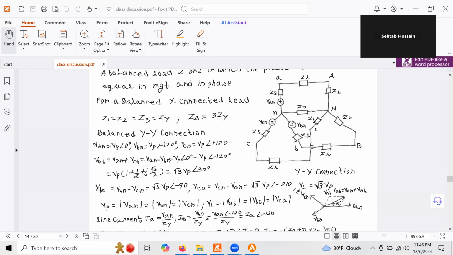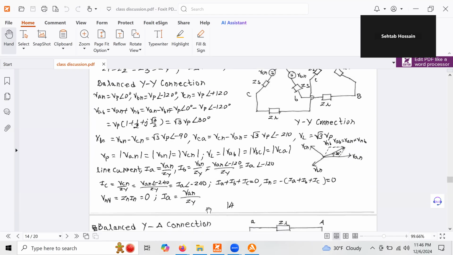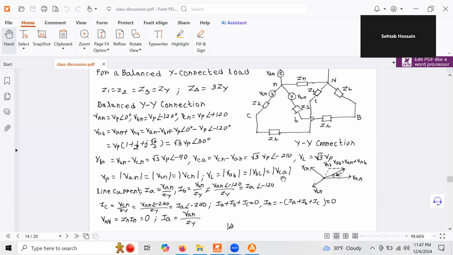So line voltage will be root 3 times phase voltage. VAN, VBN, and VCN are actually the phase voltages. And for line voltage, it will be VAB, VBC, and VCA. So we get VAB in this way. VAN over here, VNB over here, and we get the vector sum VAB across this diagonal over here.